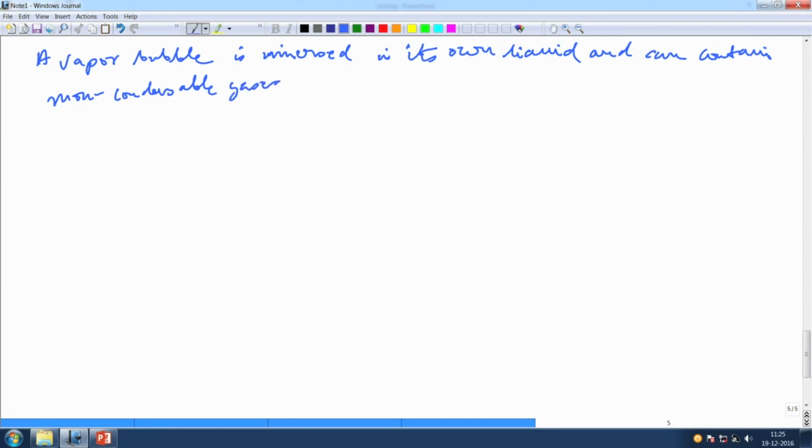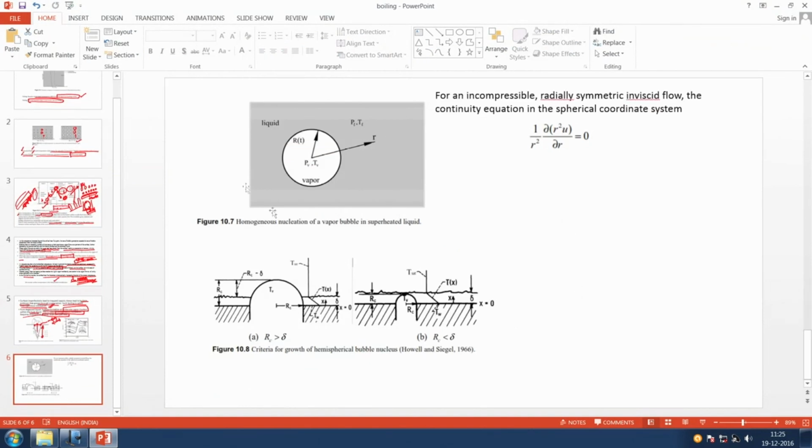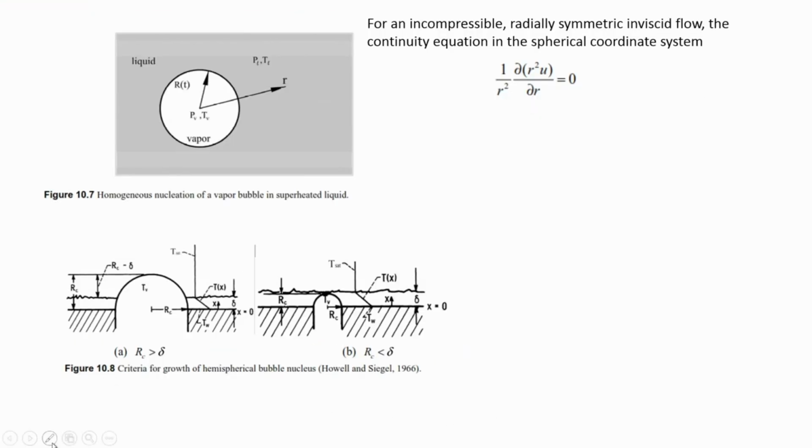So, if you look at, for example, this figure, the problem is somewhat like this. Okay. Let me just pull it up. So, this is basically a vapor bubble immersed in its own liquid. The pressure and temperature inside the bubble, this is R, the radius of the bubble, this is R at any other location outside the bubble in the liquid.